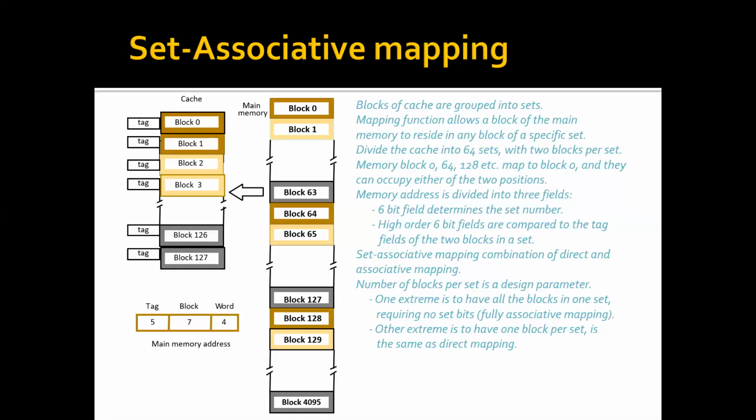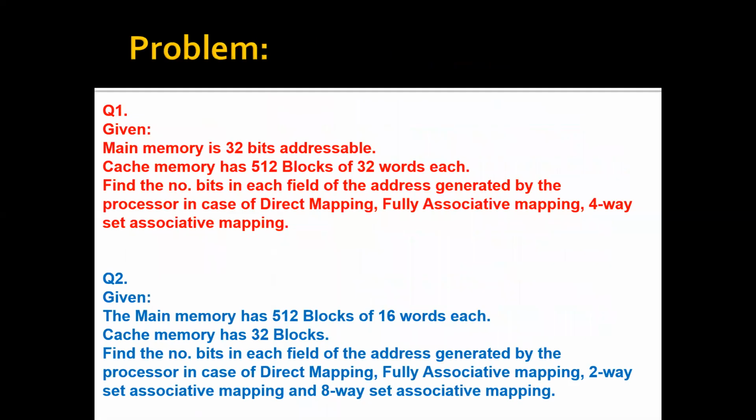So if you have understood, please go through these 2 problems and try to solve them on your own. This is a similar kind of thing to what we have discussed. The main memory is 32-bit, the cache memory has 512 blocks, 32 words. So find out the size of the main memory, the cache memory, the number of blocks in main memory, and then compute this. And similarly, you would go for the second one. And this is the assignment for you.